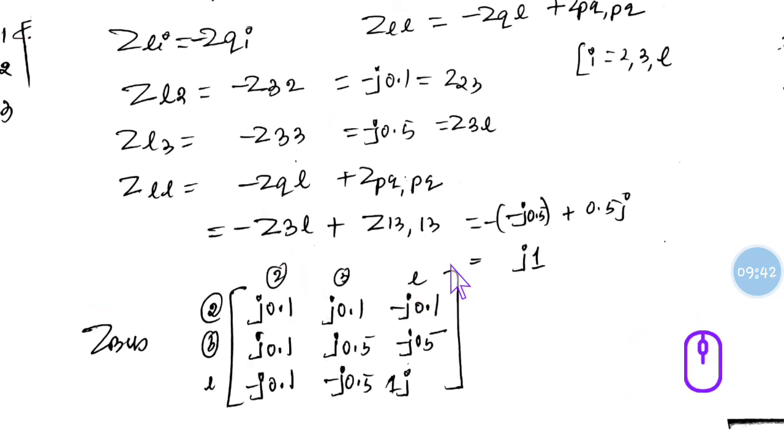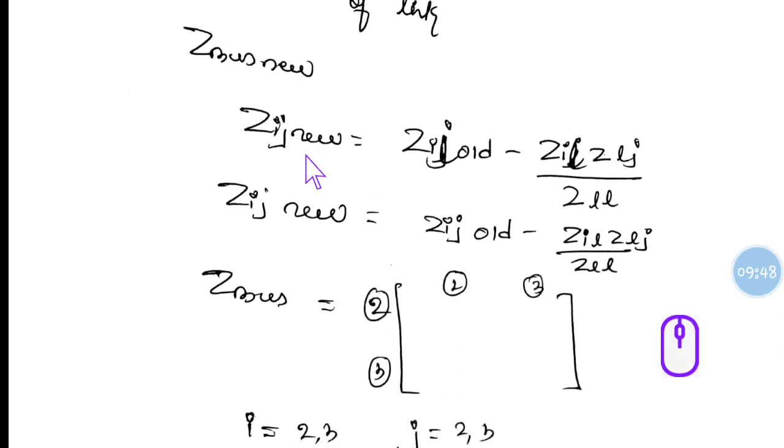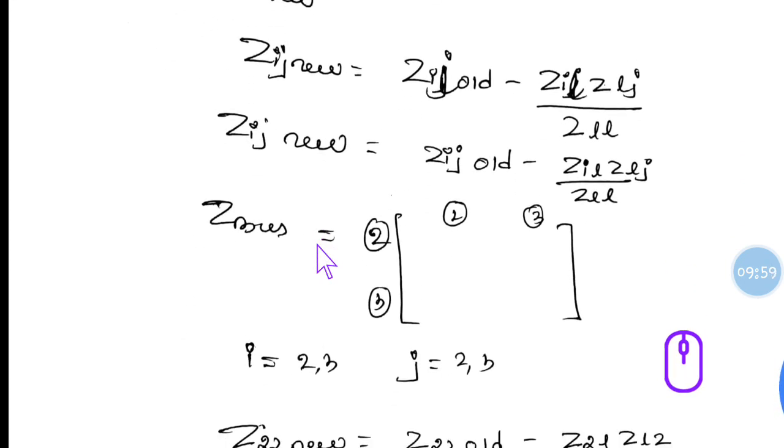So okay, we got row and column L added, but afterwards you have to delete that. So what you have to write here is removal of link. Z of ij new is equal to z of ij old minus z of il, z of lj divided by z of ll. So now ij in the matrix will be 2 3. Now this matrix you have to form, the L node you have to delete. I is equal to 2, 3 and j is equal to 2, 3.